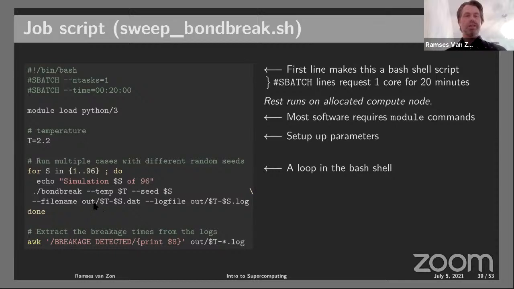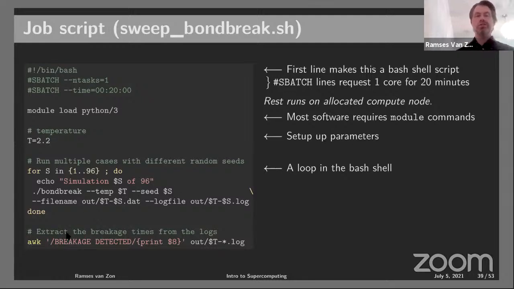You might note that I've put a directory here, out. So I want all of the output to go into a subdirectory called out. You might note that the file names depend on the temperature and on the seed. You want them to be different because otherwise they will start overwriting the old ones. So you don't want that. And so that's how this goes. Then this is done 96 times, with the 96 times being the seed, different files.